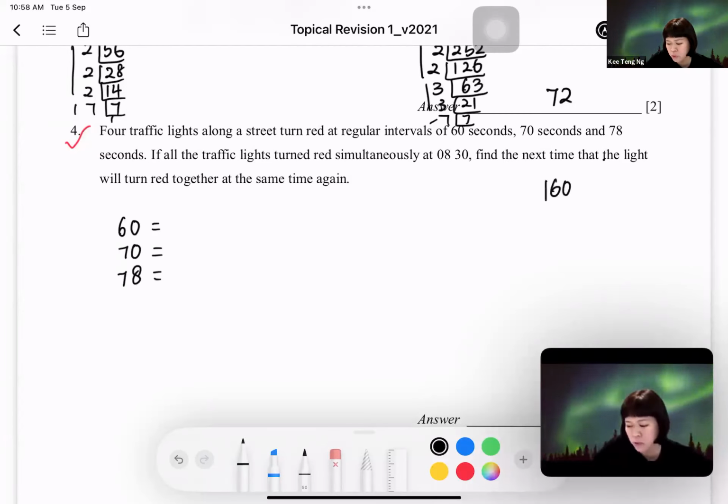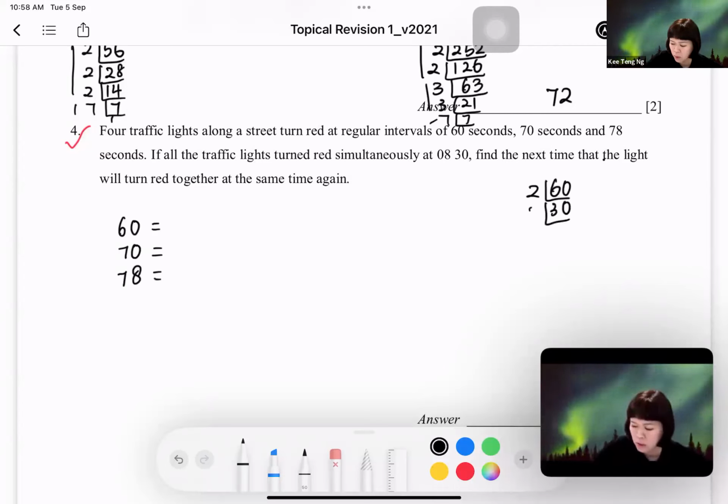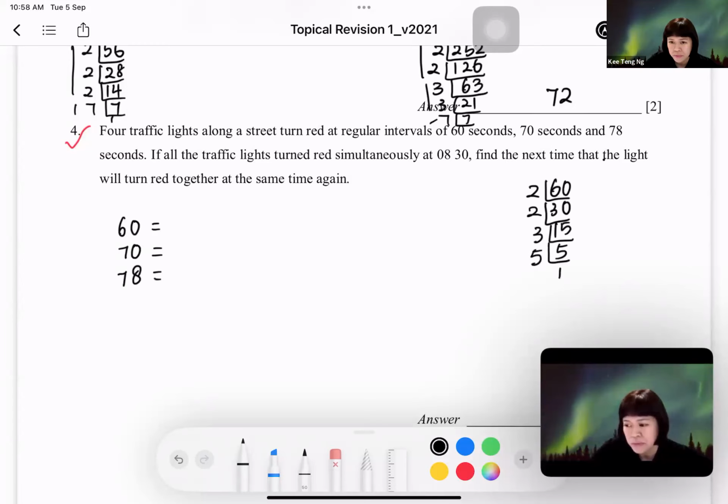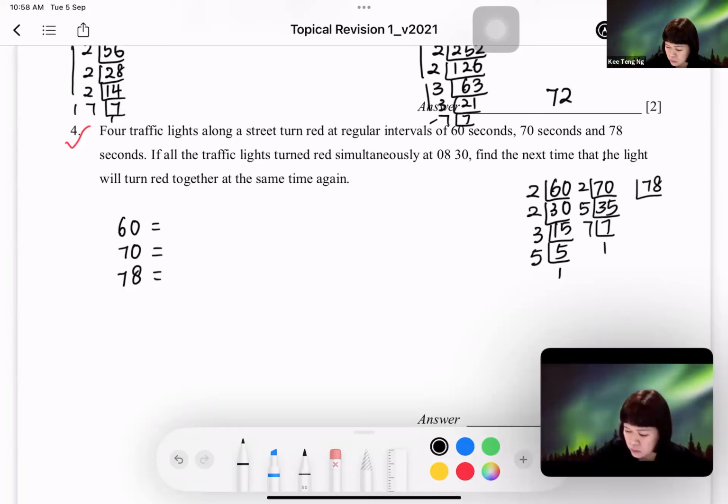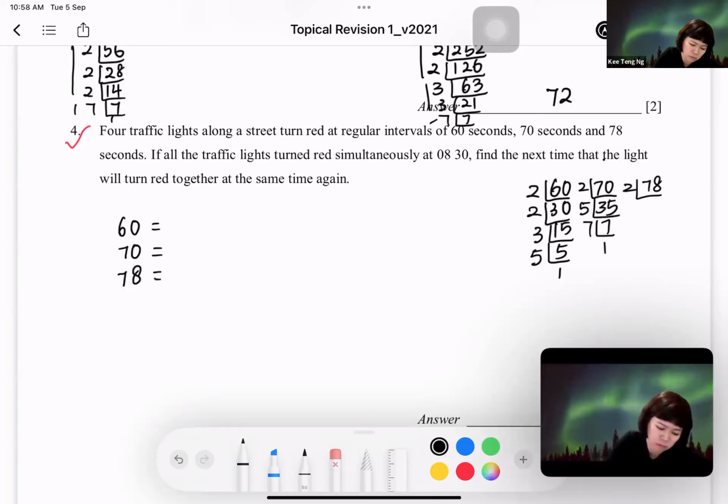Can some of you do the question quickly? Help me find the prime factors. What is this made up of? I've done the first one. Can you all do the next two? Answers, please.